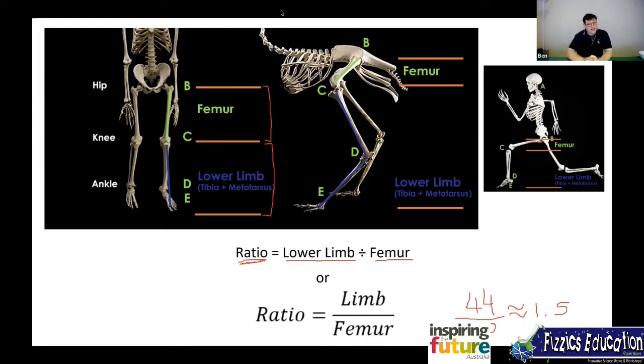So humans are pretty fast, all things considered. We're a lot faster than a turtle. We're a lot faster than a chimpanzee can run, for example. And a lot of that has to do with this high lower limb to femur ratio. Okay, so have a go at doing this equation yourself. While you're having a go, I'm going to clear off all my drawings. And Jackie, can you go to the next slide for me?